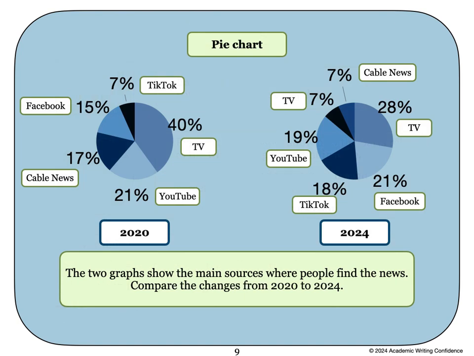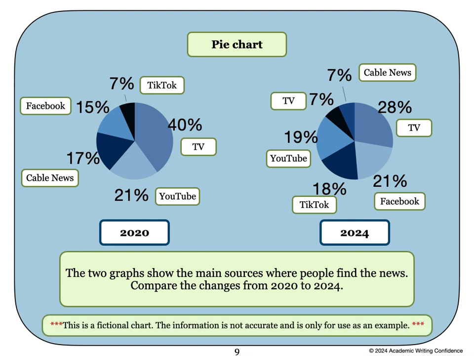Let's take a look at these two pie charts, one from 2020 and one from 2024. In a test question, you may be asked to do something like this. The two graphs show the main sources where people find the news. Compare the changes from 2020 to 2024. As with all of the charts and graphs in this video, this is a fictional chart. The information is not accurate and it's only used as an example.